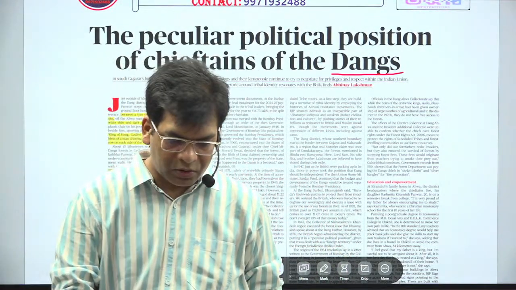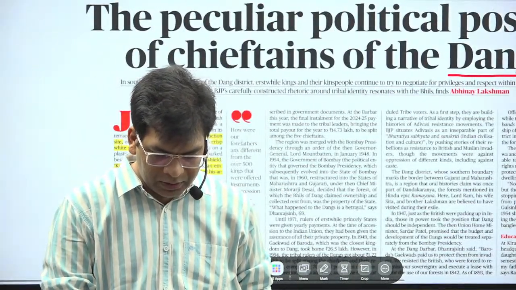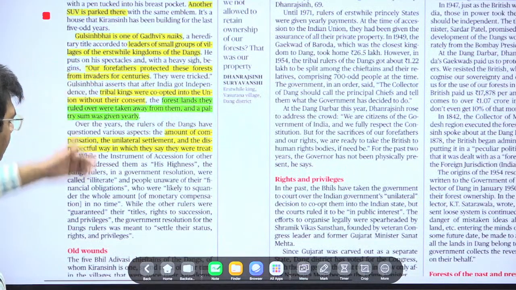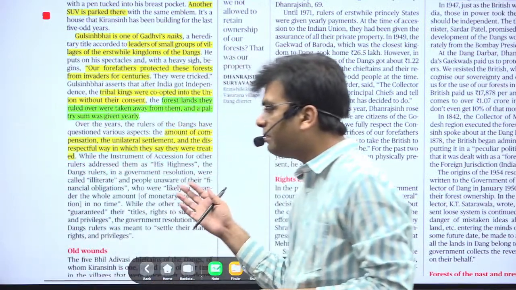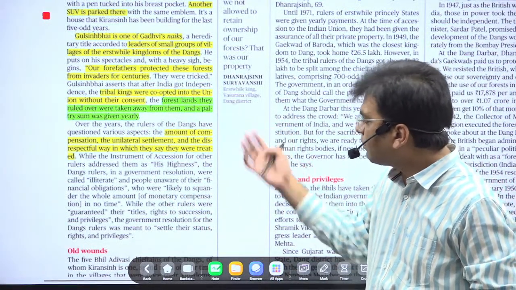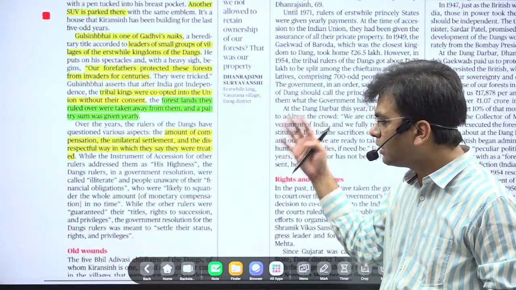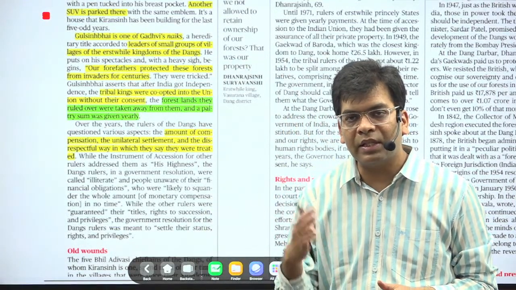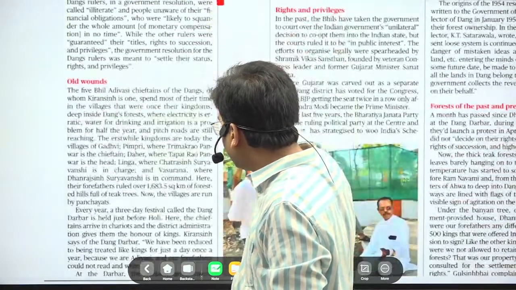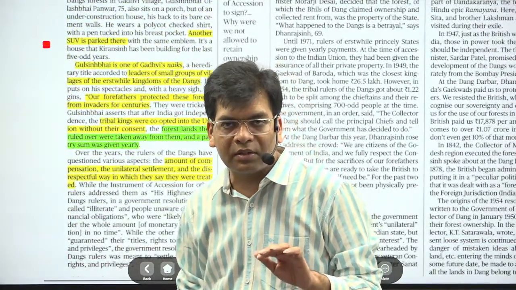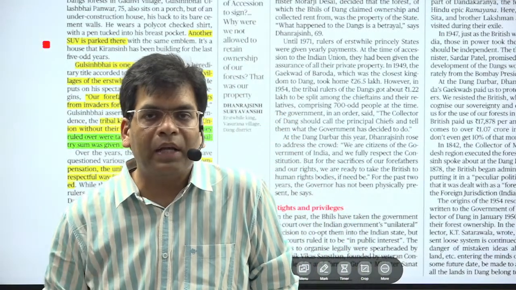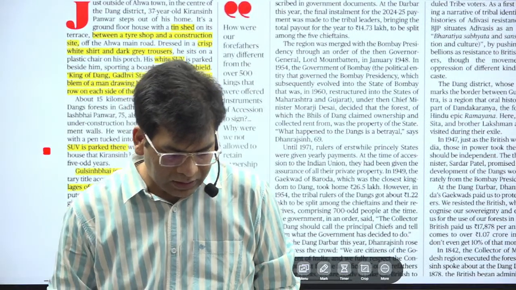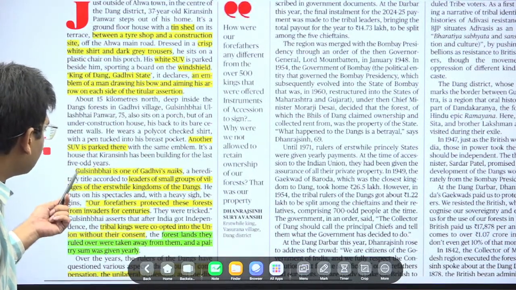After independence, we have seen that most of the kings and princely states were treated in a very respectful manner. But here you will see that the Bhil community also considers themselves the rulers of this area of Gujarat, but they were not treated as the other princely states and princes were. In many of the letters, while the other princely states were addressed as His Highness, the Bhils were just considered illiterate people.